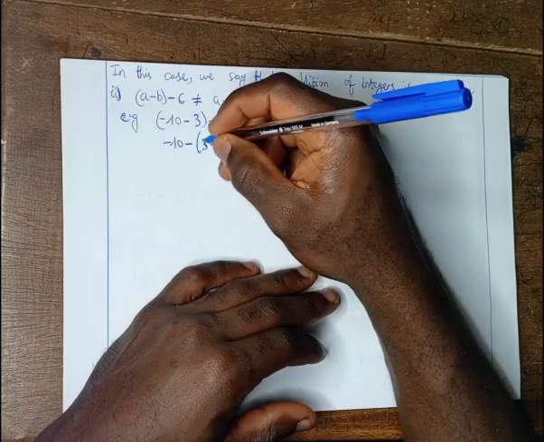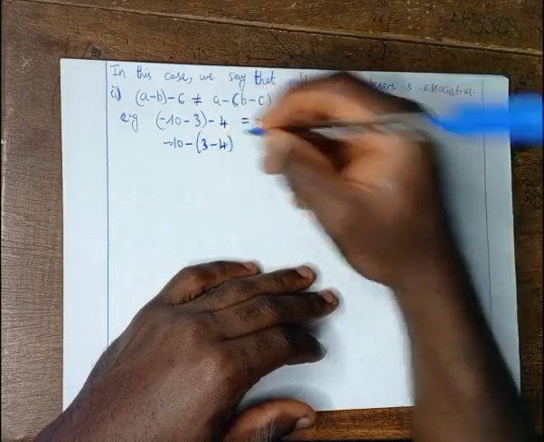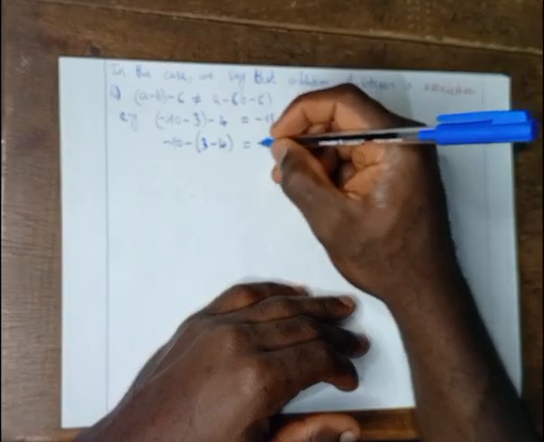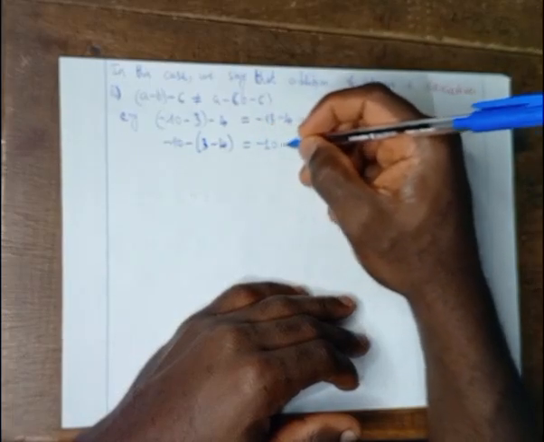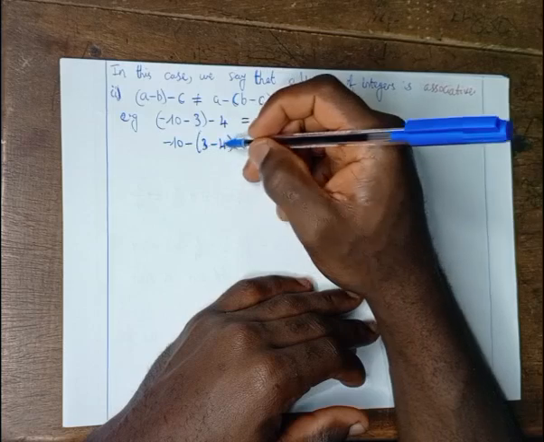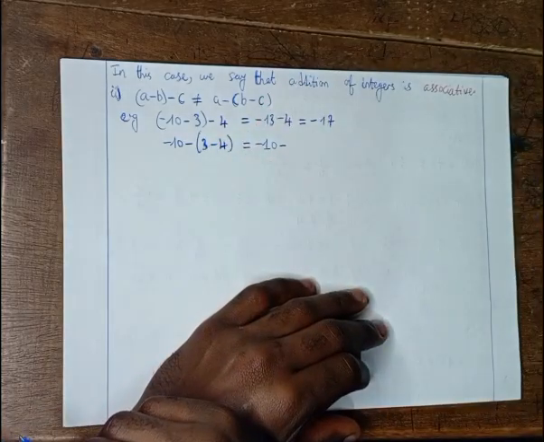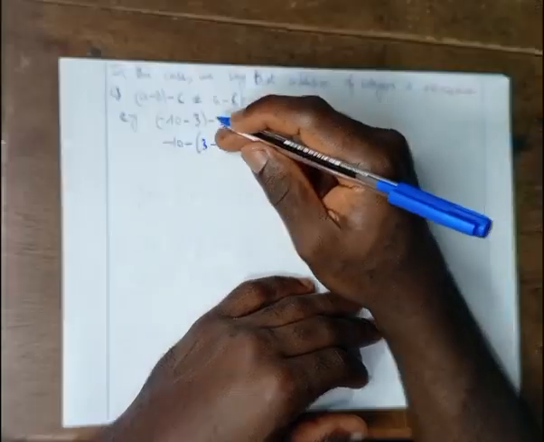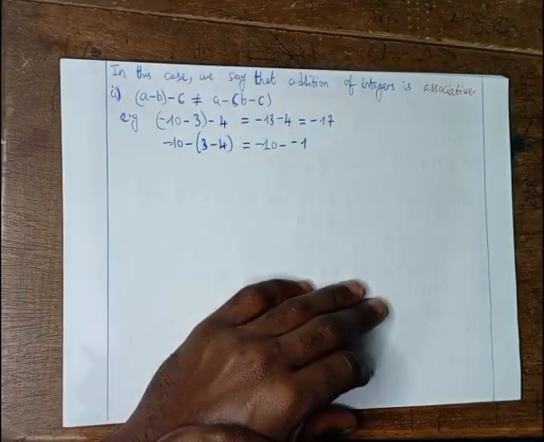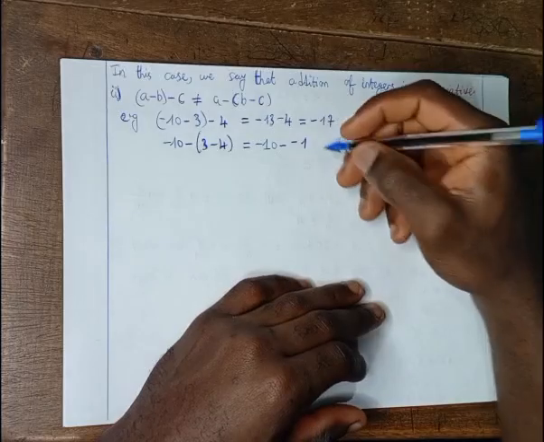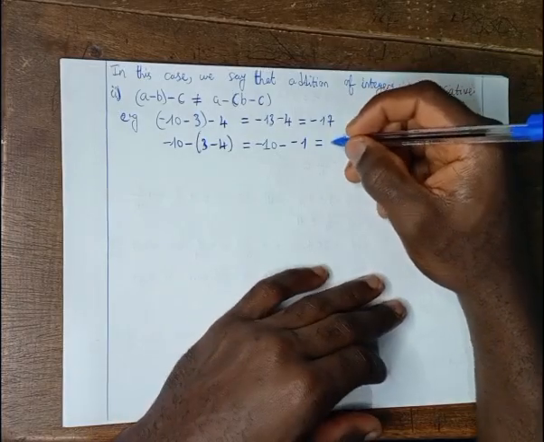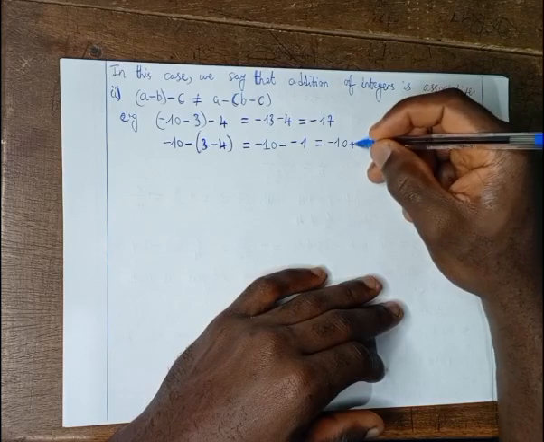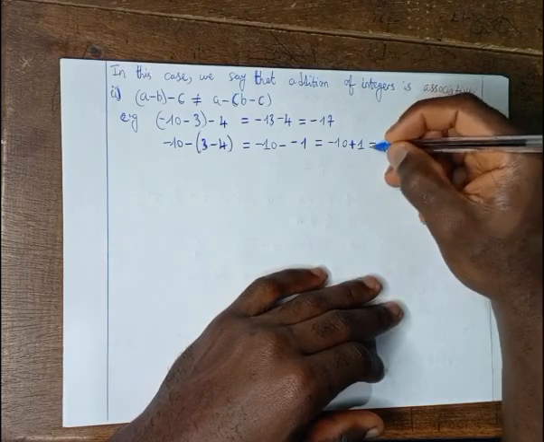This will simply give us -10 minus, here if we take 3 minus 4, 3 minus 4 gives us -1. We are subtracting a larger number from a smaller number, so it gives us -1. And this will simply be equal to -10. We have two negative signs here, so it becomes positive, -10 plus 1.